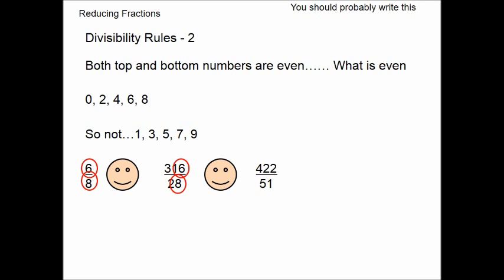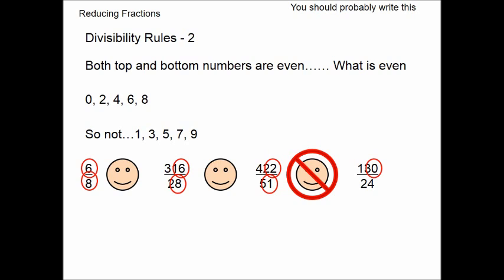Next one. Let's see the top last number. The top last number is 2. 2 is even, so 2 is divisible by 2. 1 is not. It's 1, 3, 5, 7, 9. So this one right over here, no smiley face. Sorry, smiley face, you are gone. So 2 and 1, they're not divisible. So 422 over 51 is not divisible by 2.